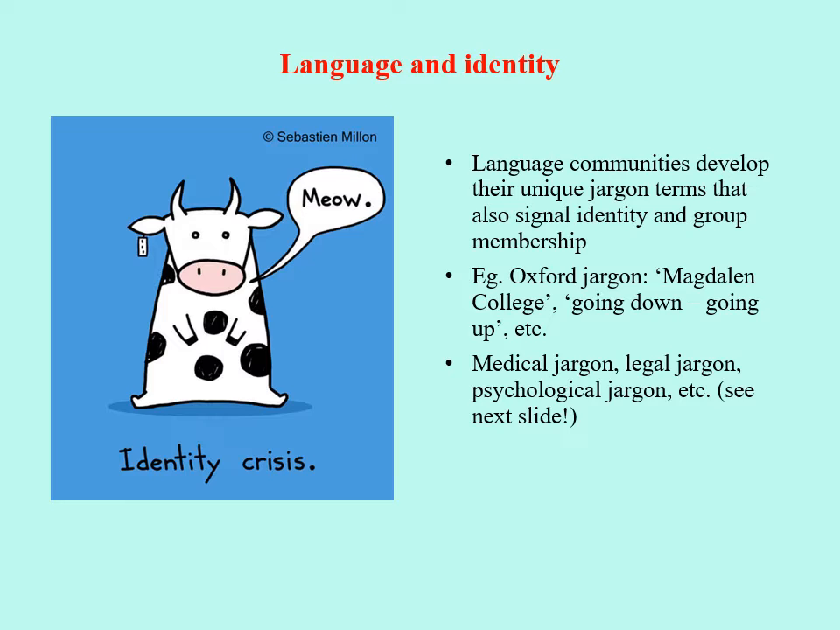Many other professions or groups developed their own jargon terms or language. Medical jargon is well known to everybody. Legal jargon is also an example of how a particular professional group uses their own preferred way of speaking, not necessarily to facilitate communication, but partly to indicate their special status and professional knowledge. Psychologists are also not exempt from this tendency to use jargon to indicate identity, as we are going to see on the next slide.